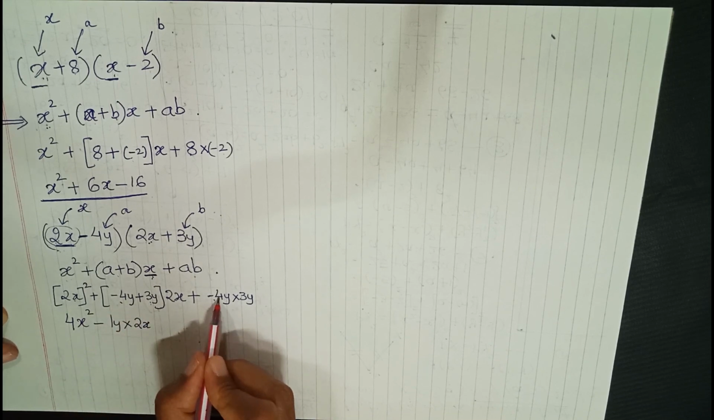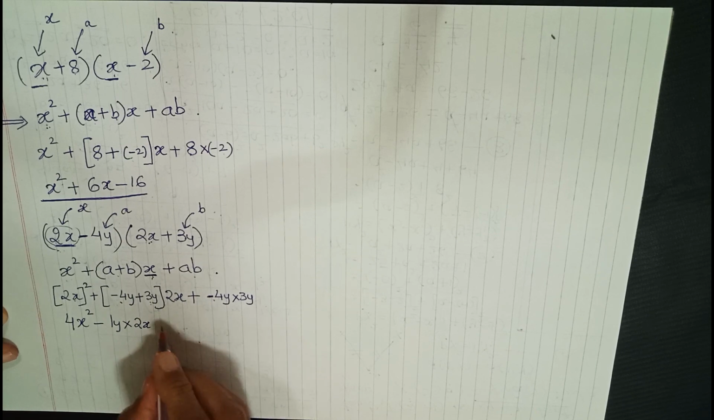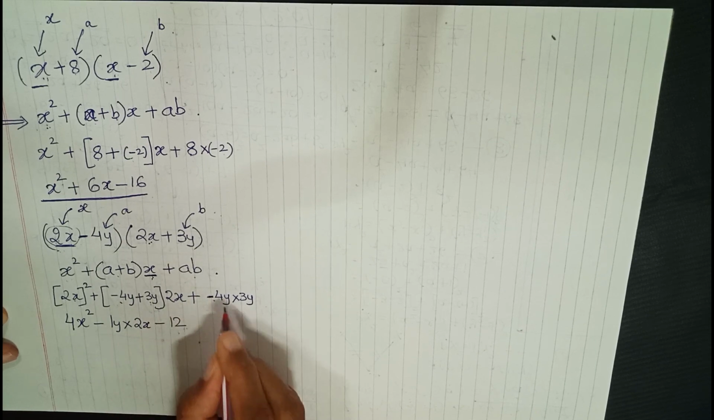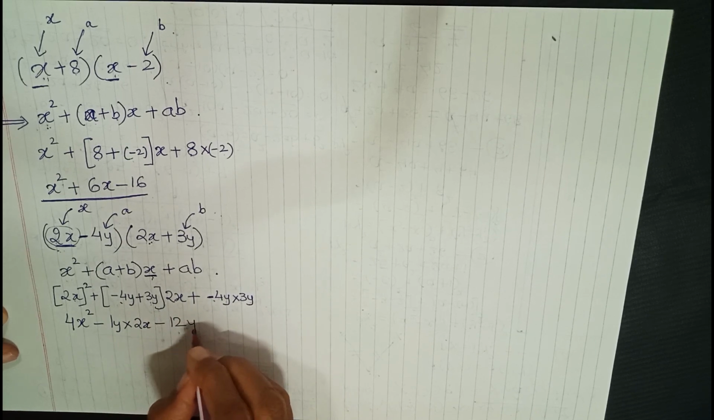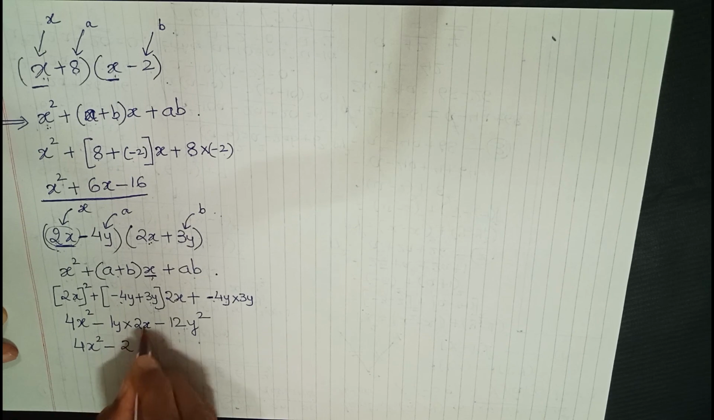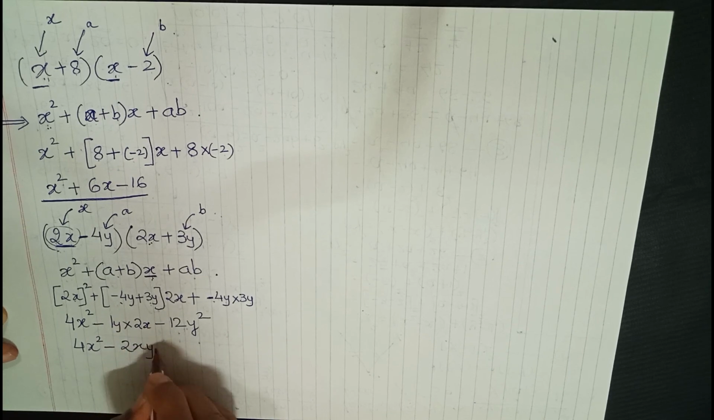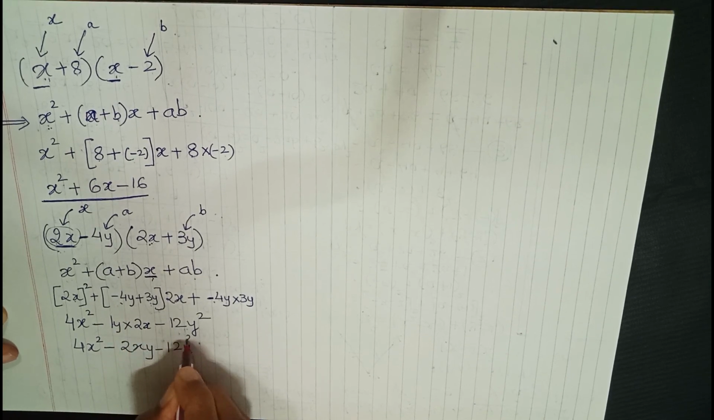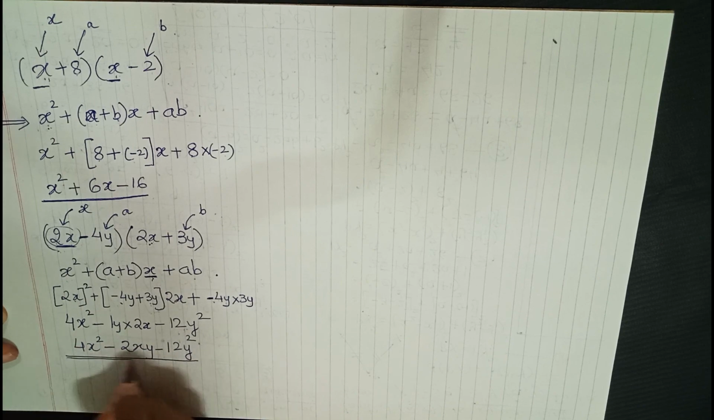Now, this also. 4 into 3 is 12 and one number is minus. So, we get minus 12. y into y is y square. Let's open this up. This minus sign. So 2 into 1 is 2. x into y is xy, minus 12y square. Right? This is how we do it.